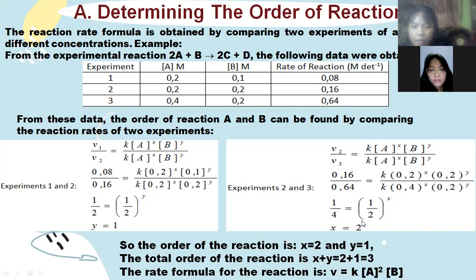So x is the order of reaction for A. So the order of reaction is x equals 2 and y equals 1. Remember that x equals 2 is the order of reaction for A and y equals 1 is the order of reaction for B. So the total order of reaction is x plus y equals 2 plus 1 equals 3. And the formula for the reaction is V equals k times the concentration of A to the power x times the concentration of B to the power y.